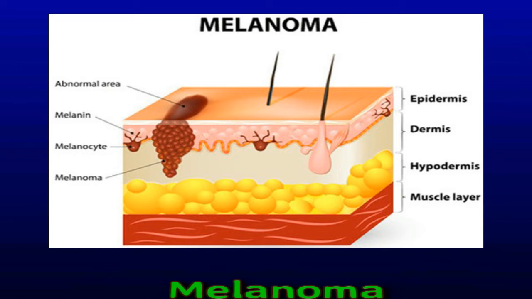Signs of melanoma include a spot or mole on the skin that is asymmetrical, meaning the two halves do not match, uneven with irregular borders, multicolored, large in diameter, larger than a pencil eraser, darker in color than other moles, evolving or changing over time.